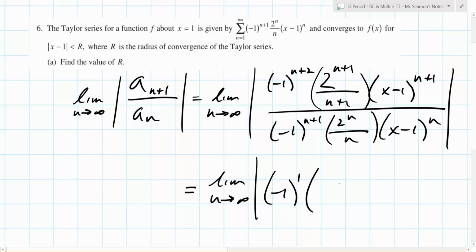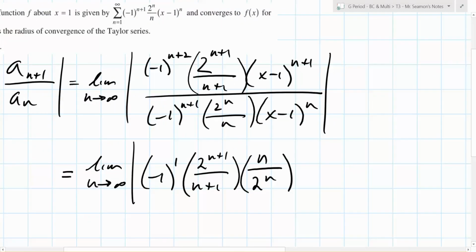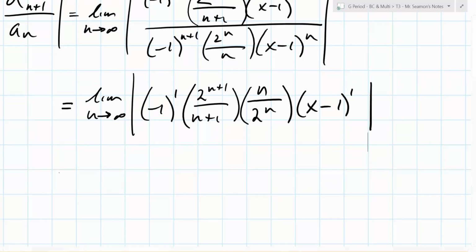You got to be careful. Just 2 to the what power? 1 all over what? Are you sure? So let's just write this out. We have to be real careful here. So you end up with 2 to the n plus 1 over n plus 1 times the reciprocal, which is going to be n over 2 to the n. And then what's the last thing that's left here? X minus 1 to the first power. Right, exactly. So you have to be real careful in the simplification here.